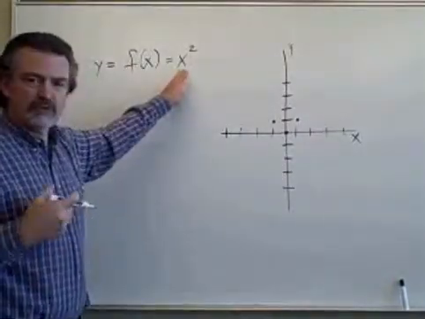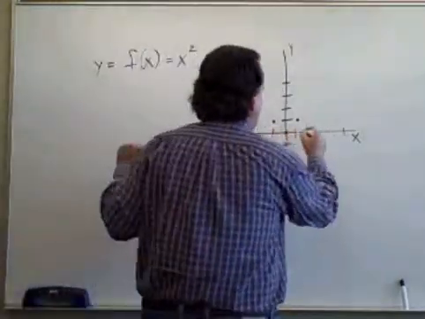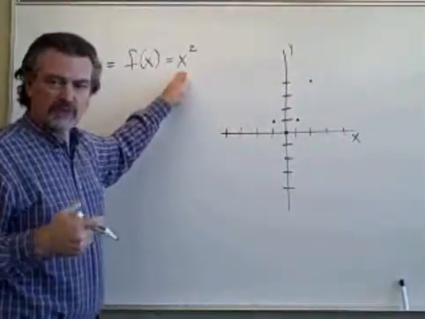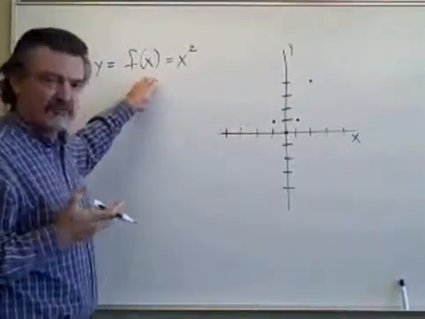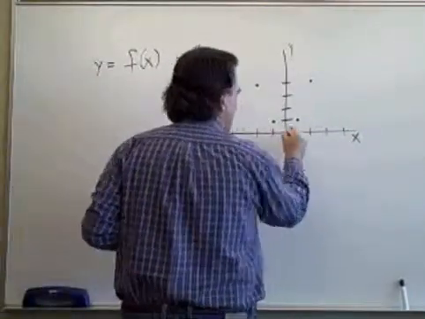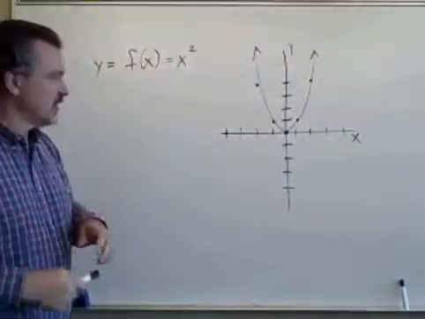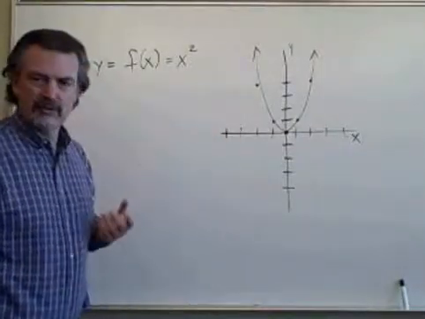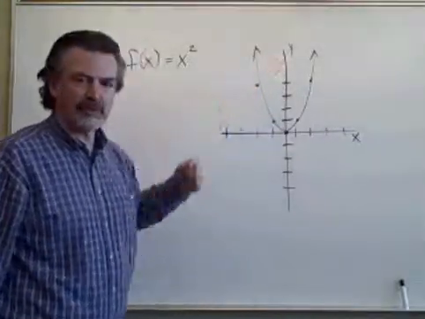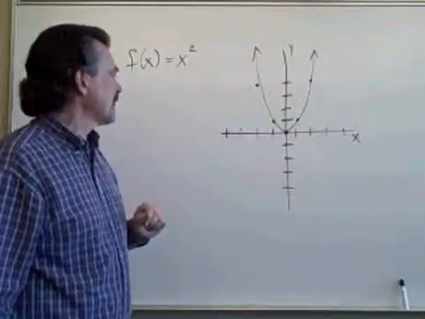If x is 2, 2 squared is 4, so the function's value is 4, or the y value is 4. And likewise, if x is negative 2, the square of negative 2 is 4, so the function's value is 4, the y value is 4 when x is negative 2. And this is the graph of the standard quadratic function. It's a parabola that opens up. It's a parabola that's symmetric with respect to the y-axis.